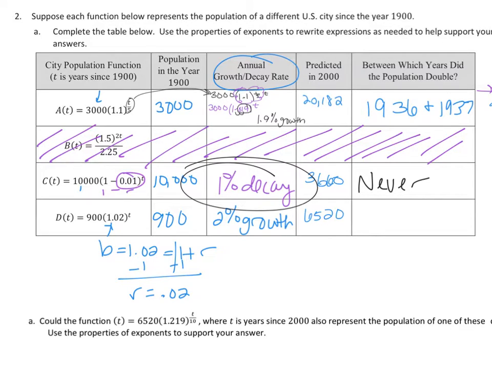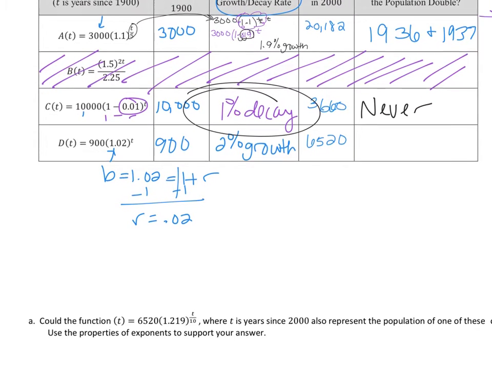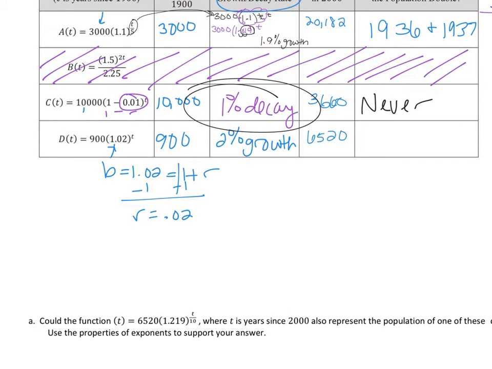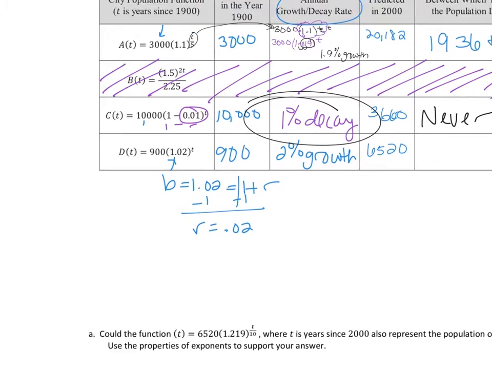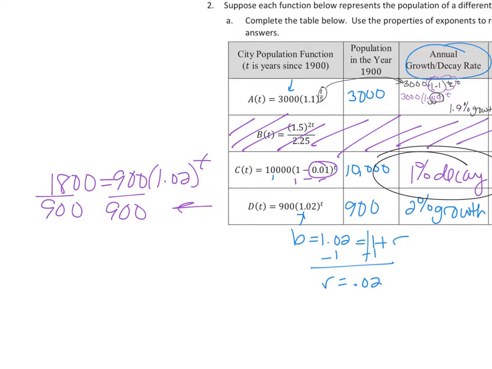Okay, so what I want you to do right now is pause the video and try to figure out when the population will double for D of T. Take a second, pause it, and solve for T. Okay, so I'm going to solve for T for D of T. I'm going to set it equal to 1800 because that's double 900. I'm going to divide by 900, and I end up getting 2 because you're doubling.